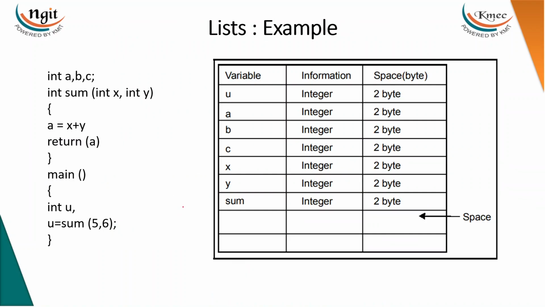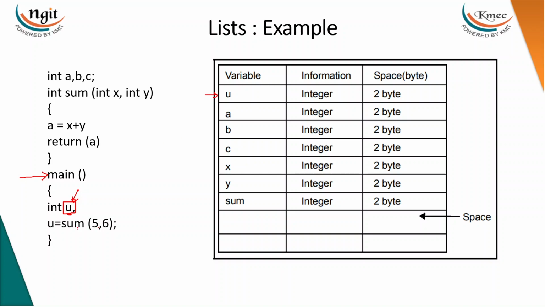So let me explain this list with a program, how they are going to be stored. See, always the execution, even though you have written something here, always starts from the main. Okay. Then what is the first variable you are having here? U. So whenever an identifier is detected, a record will be inserted. That is U. And what is the information here? Integer. And what is the space? 2 bytes.